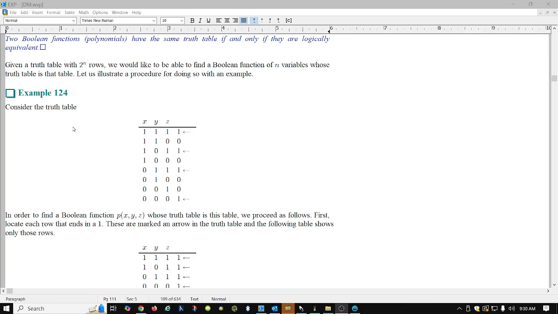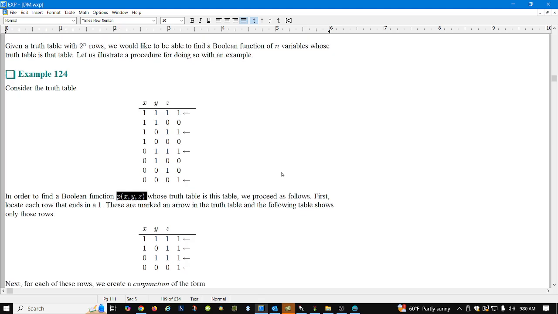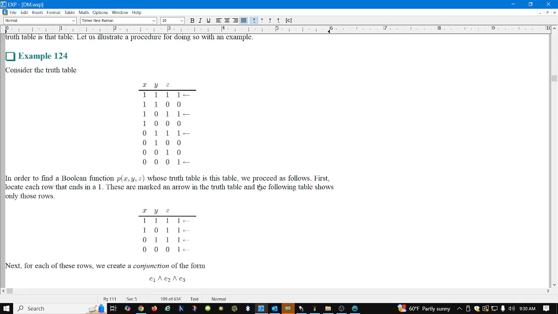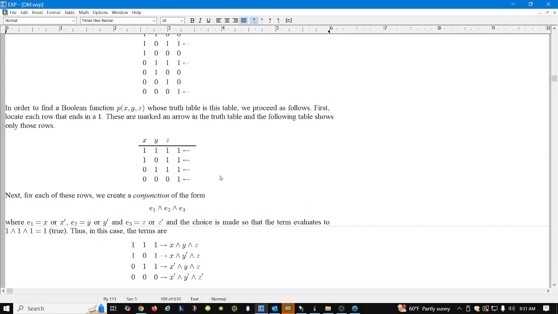So let's take a look at this truth table. Okay, it has 8 rows, 2 cubed. So we're looking for a Boolean function of 3 variables whose truth table is this table. And here's what we do. First, we locate each row that ends in a 1. And I've marked those with arrows. And extract those rows into a smaller table just for convenience so we don't accidentally look in the wrong row.